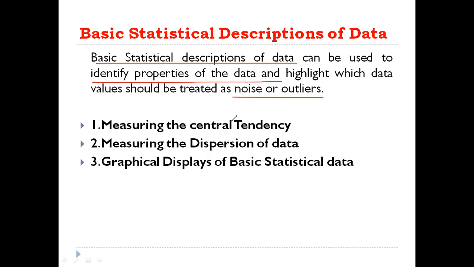Here we have three kinds of statistical methods. The first one is measuring the central tendency. The second one is measuring the dispersion of data. And the third one is graphical displays of basic statistical data. Let us see them one by one now.